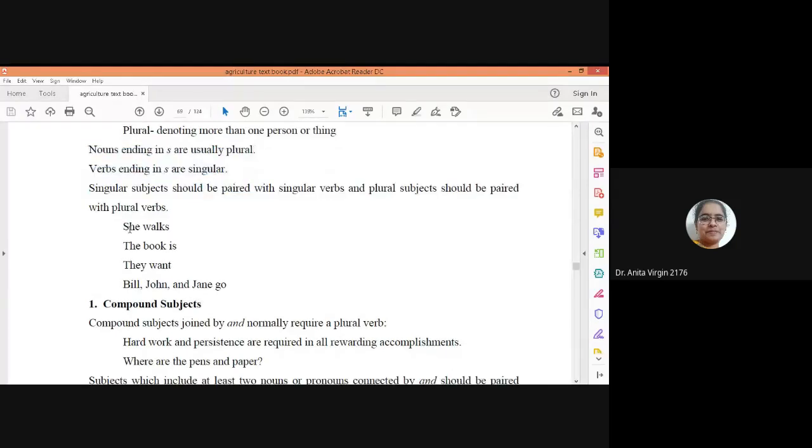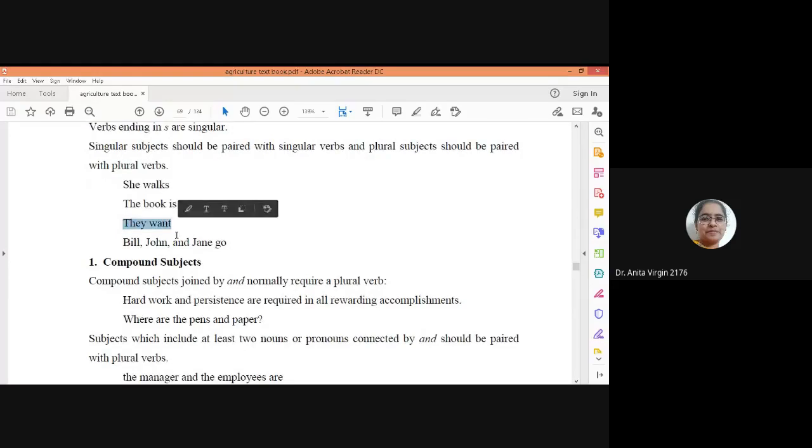See here some examples are given. She walks. The book is. They want. Why "want"? Because they is plural. So the verb will be want. Because we have seen that only for third person singular alone will we be adding S. Otherwise, for others, you should not add S with the verb.